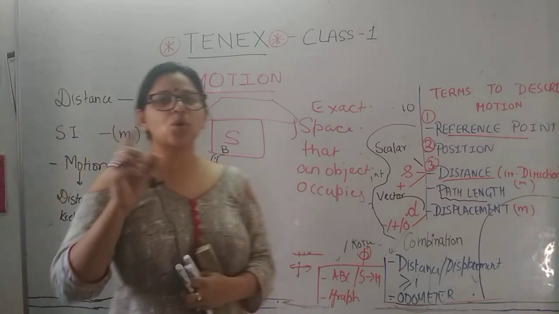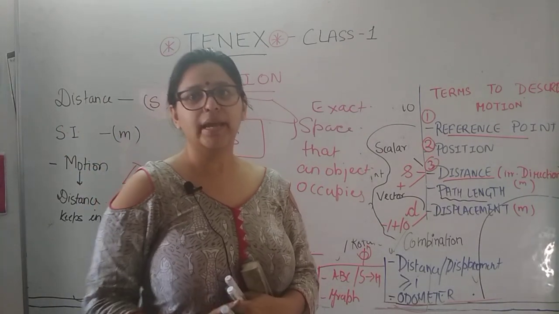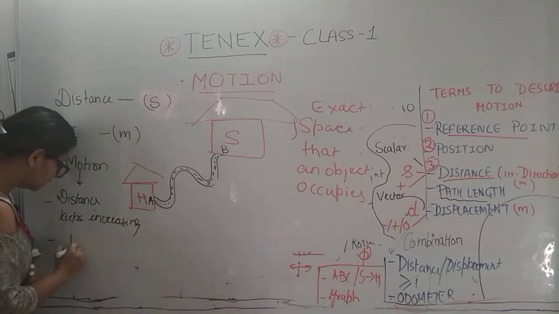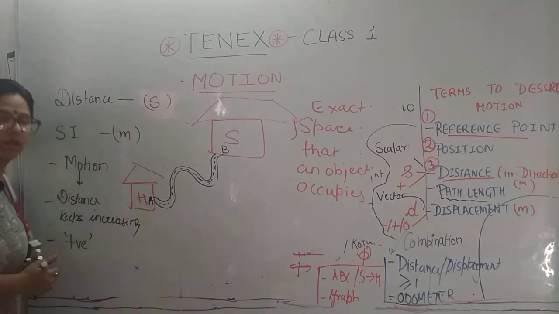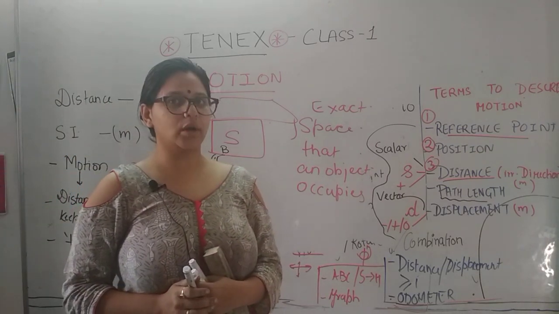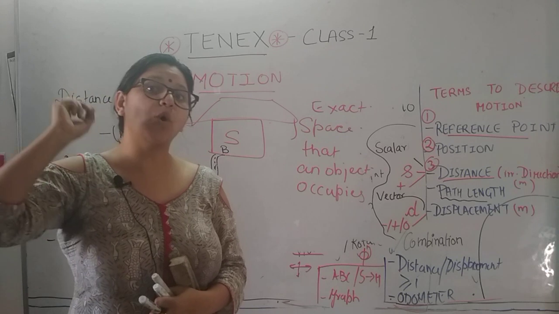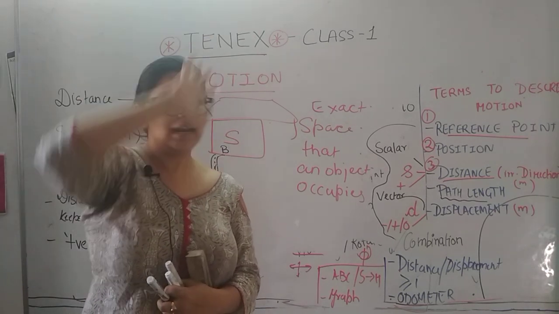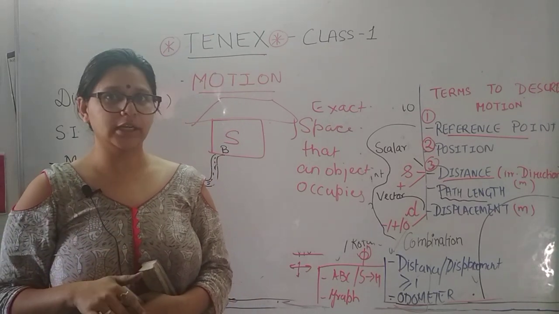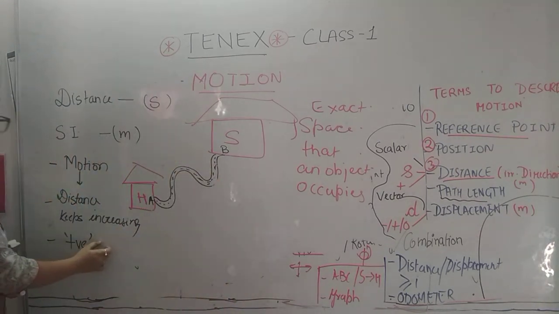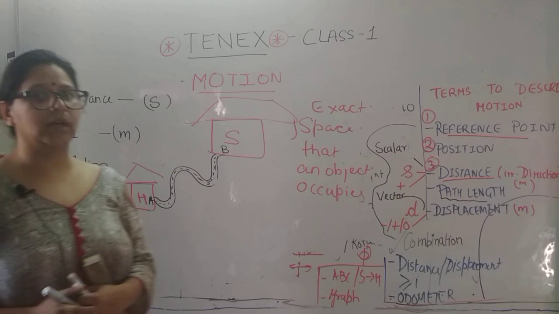If the distance is always increasing for any body, then the distance will always be a positive quantity. Distance will always be a positive quantity because it always keeps increasing. It never decreases for a moving body. Okay, so it will always be positive. Guys, इस चीज को मैं अभी आपको मैथमेटिकली भी प्रूव करके दिखाऊंगी.